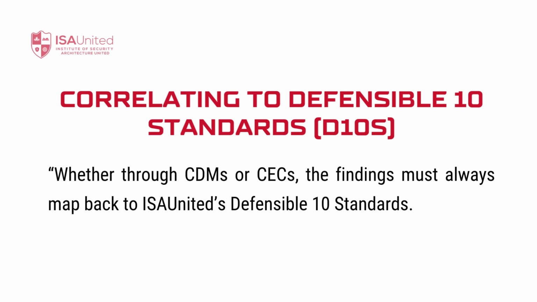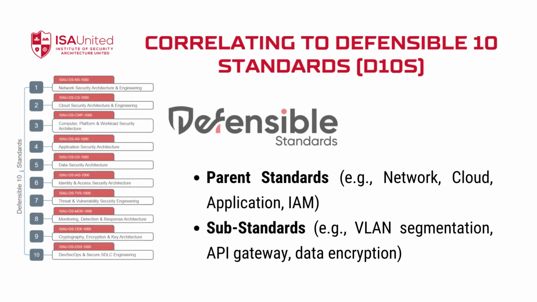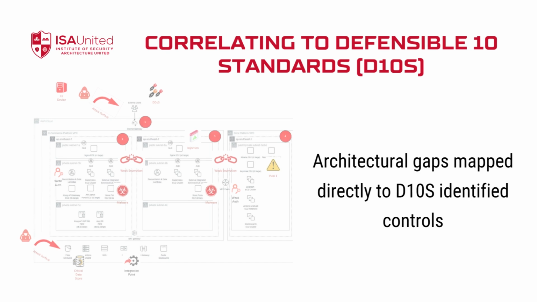Correlating to Defensible 10 standards, D10S. Whether through CDMs or CECs, the findings must always map back to ISAUnited's Defensible 10 standards. Parent standards outline the big-picture domains, such as network security or application security, while substandards drill down into specific measures, including VLAN segmentation, API gateways, or encryption. By mapping architectural gaps to D10S, practitioners ensure that identified controls are consistent, defensible, and auditable.